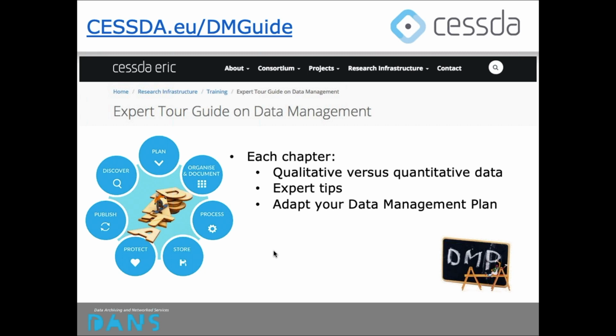Another international organization, the Consortium of European Social Science Data Archives, collaborated to develop a whole training. It's available online, an expert tour guide on data management. And the chapters are organized in the order of the research data lifecycle. Each chapter pays attention to both qualitative and quantitative data, so this makes this training useful for people also outside the social sciences. The chapters contain expert tips, and all along the route you will flesh out your data management plan if you're working on that.